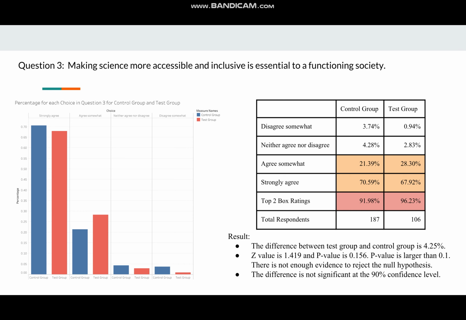The third question asks people whether making science more accessible is important. Here the difference is smaller, which is just around 4%, and the p-value is 0.156, which is larger than 0.1. So we can't reject the null hypothesis, and the difference is not significant.